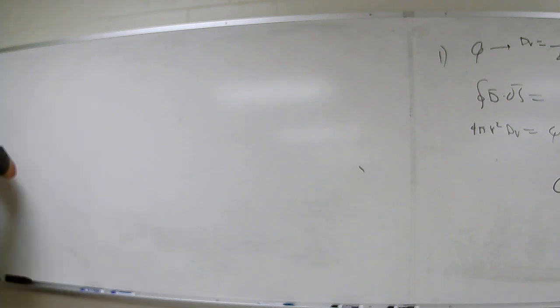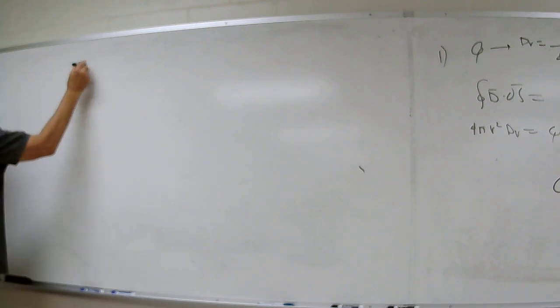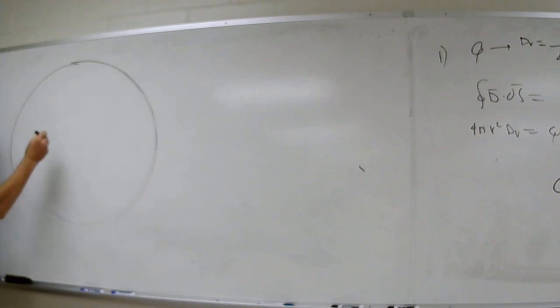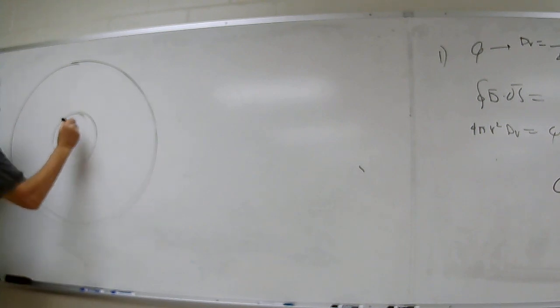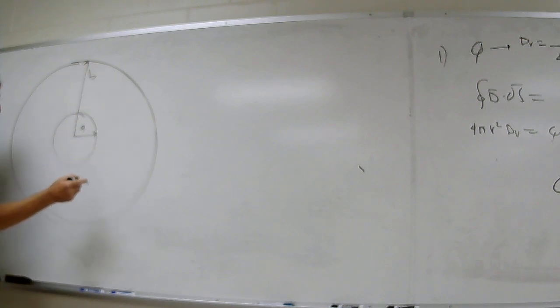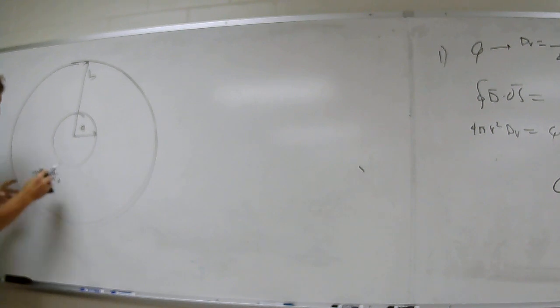Anyway, next, here's the problem. So I have the same geometry, which is nice because you've been thinking about it all through the exam. Inner radius A, outer radius B, right? And here I got a value of sigma that is sigma naught. What is it exactly?